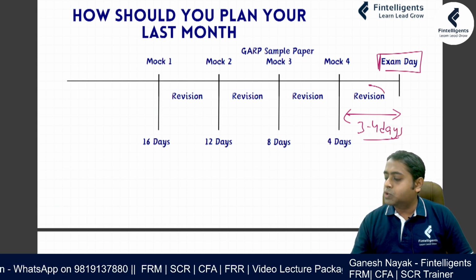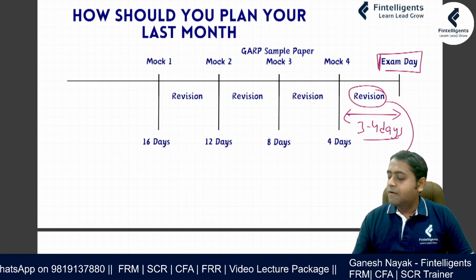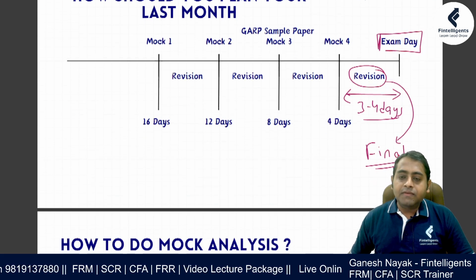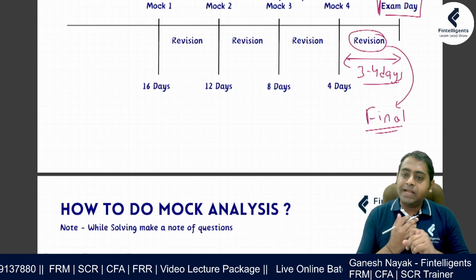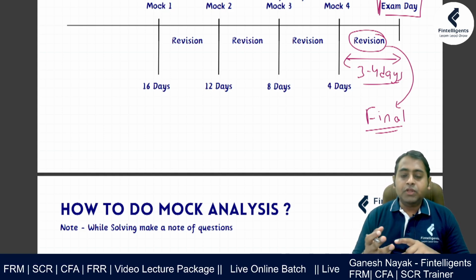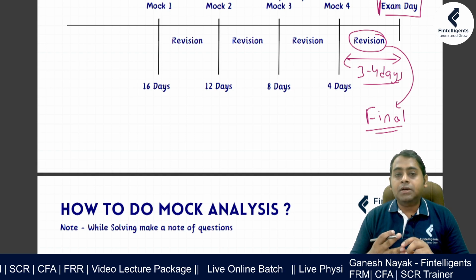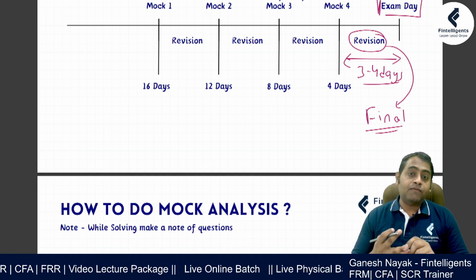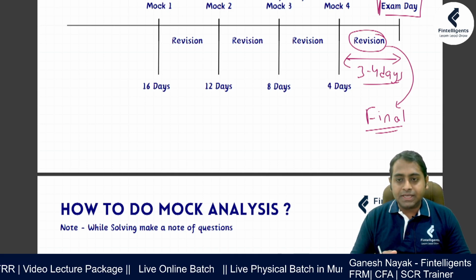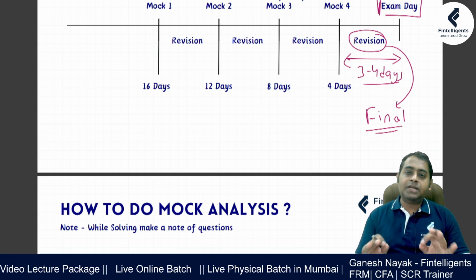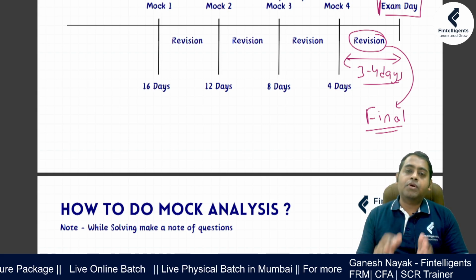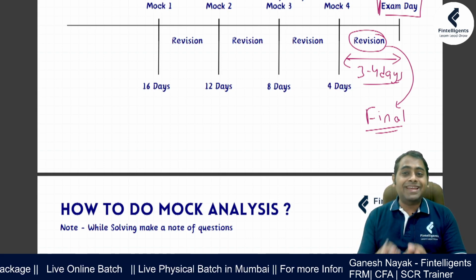This is going to be your final revision, where you're going to be reading the entire GARP book once entirely. Then you're also going to look at the formulas, whichever formulas are there in the required reading. You're also going to read the important concepts. This should be your strategy. In the last 3-4 days, do not solve anything new. Focus on what you have read till now. Do a final full-fledged revision.